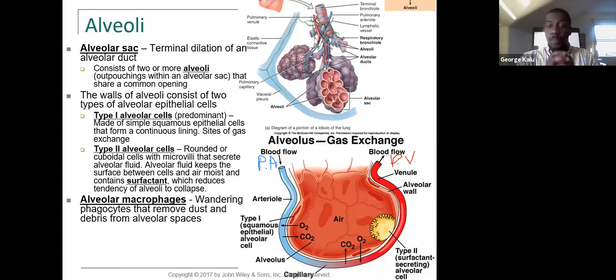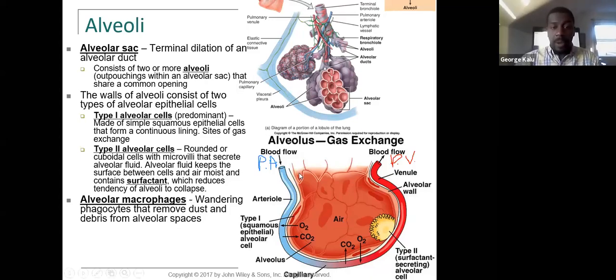The reason that's important is because we need these alveoli to be open so that they can allow oxygen to enter, and then from there, allow the oxygen to enter into our capillaries. So this prevents our alveoli from collapsing and then closing up to air. And we'll talk about that in a second here.